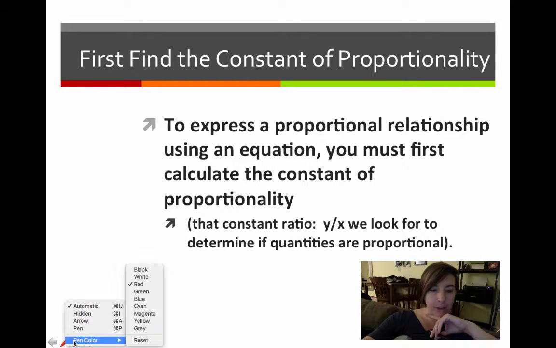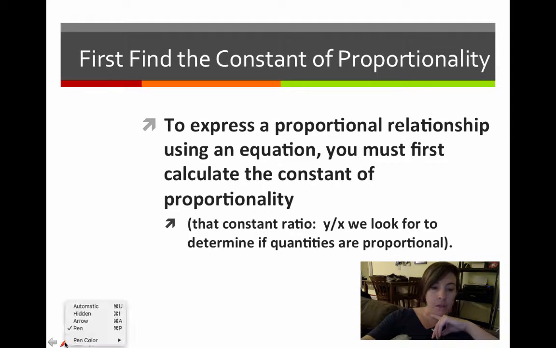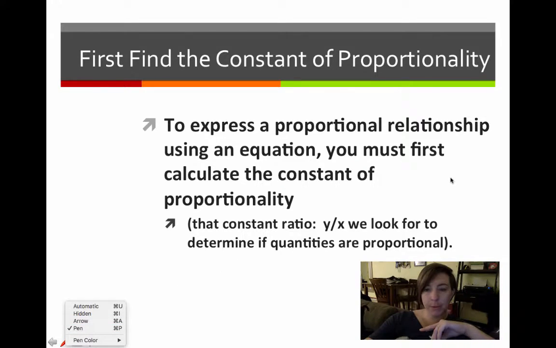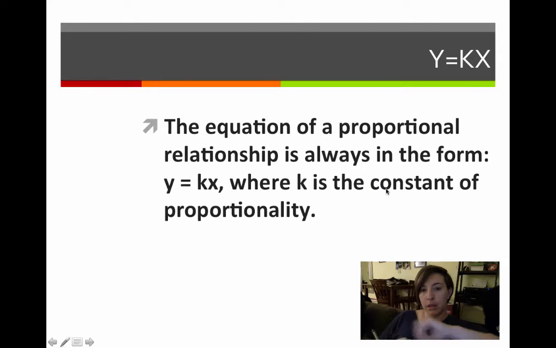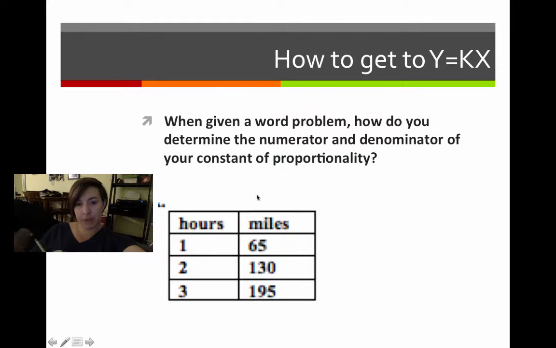Remember, constant of proportionality is another word for unit rate. So when you are finding an equation, the first thing you do is understand what the constant of proportionality is. That's that constant ratio where you divide y divided by x to determine if the quantities are proportional or not. The equation of a proportional relationship is always in the form y equals k times x, where k is the constant of proportionality. So whatever you multiply x by to get your y, that's your unit rate. That's your constant of proportionality.